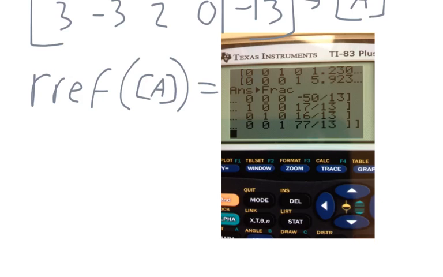So this right there, that's W. The second one is X. The third one is Y. And my fourth and final one is my Z. So those are my answers that you see right here. And there you go. Any system can be solved in this way.